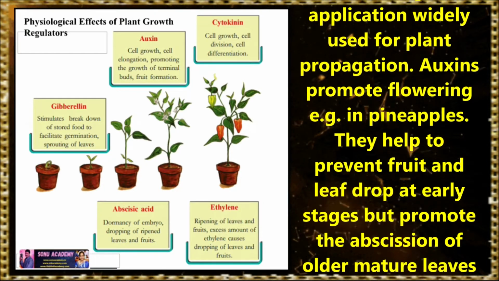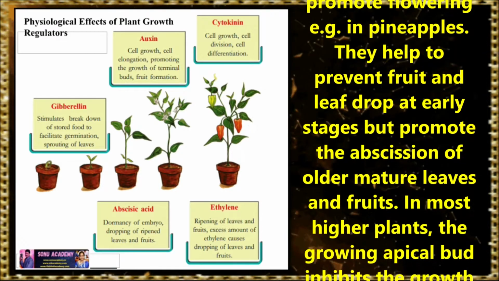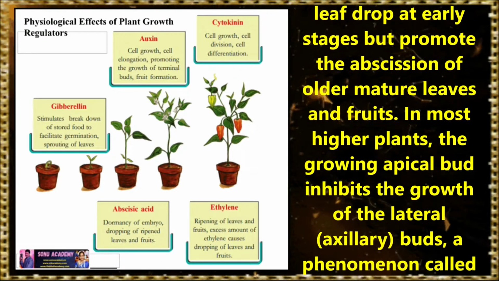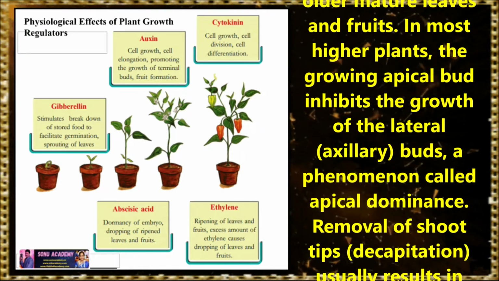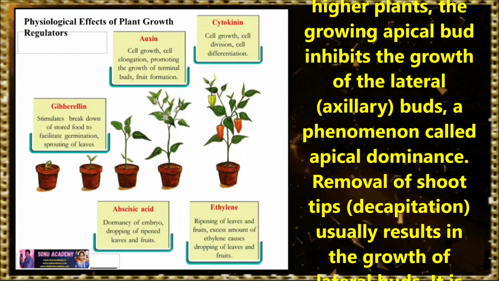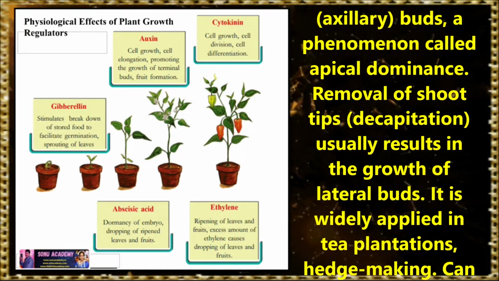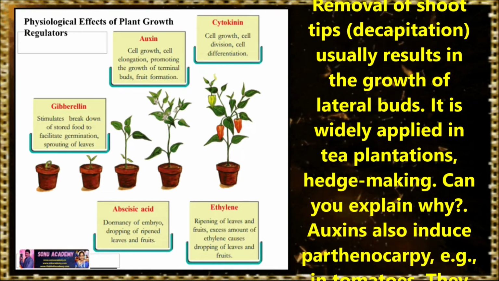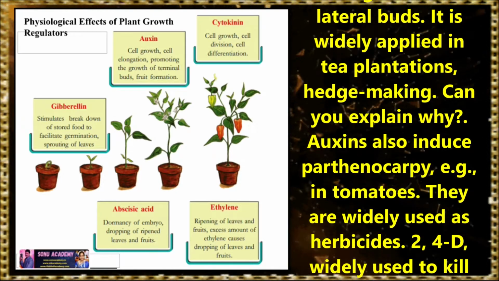They help to prevent fruit and leaf drop at earlier stages but promote the abscission of older mature leaves and fruit. In most higher plants, the growing apical bud inhibits the growth of lateral axillary buds, a phenomenon called apical dominance. Removal of a shoot tip usually results in the growth of lateral buds. It is widely applied in tea plantations, hedge making, etc.